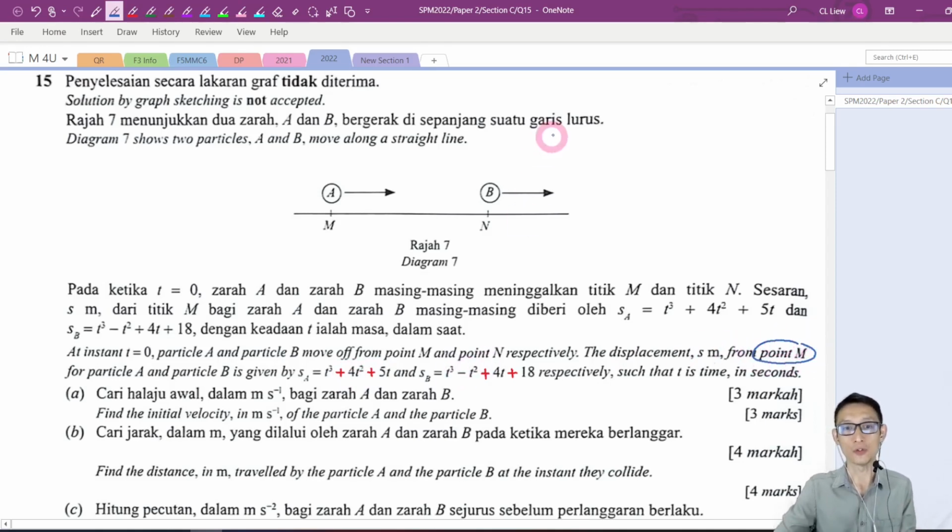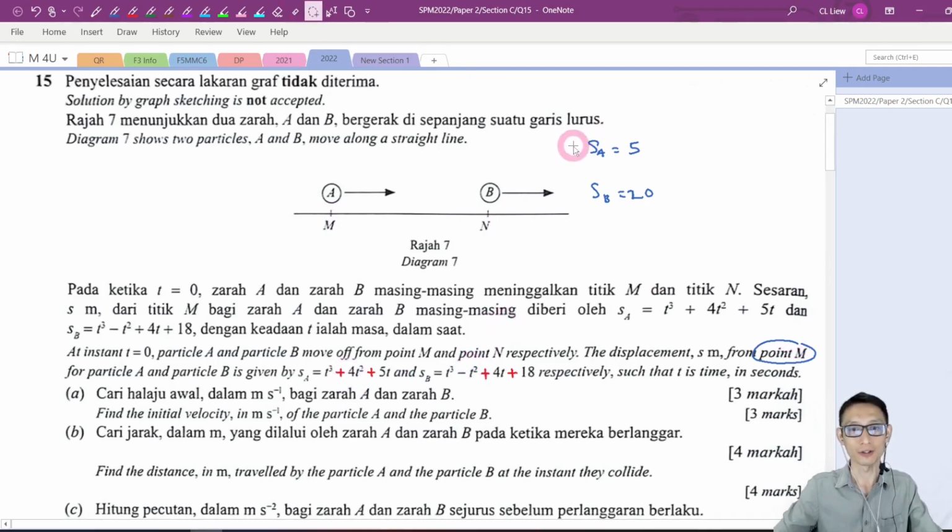Okay, let's say if you get SA is equal to 5. This means that 5 meters from point M on the right hand side. Positive, right? The same thing if you get SB is equal to, let's say, 20. What does it mean? It means 20 meters from point M, not from point N. Point M is the reference point for these two displacement functions.